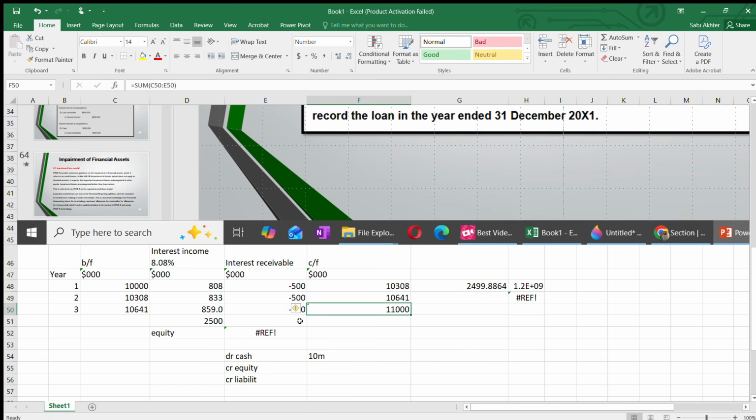Now, what things will you recognize? You will recognize this figure, this 3, as interest income in your statement of profit and loss. Then this 3, this 500, as interest received in your statement of cash flow. And then this 3 as the carrying amount in your statement of financial position. Okay, so now let us do the journal entries.